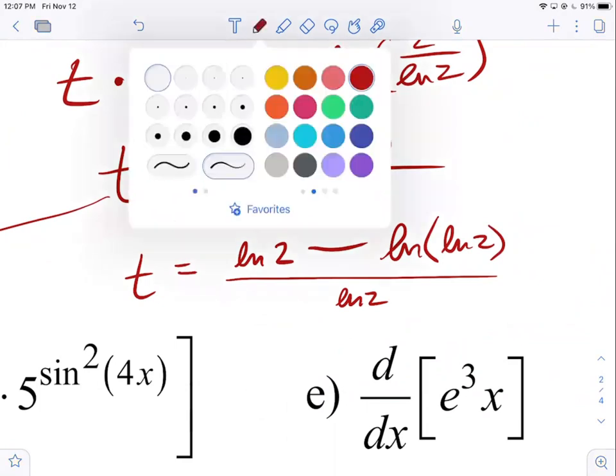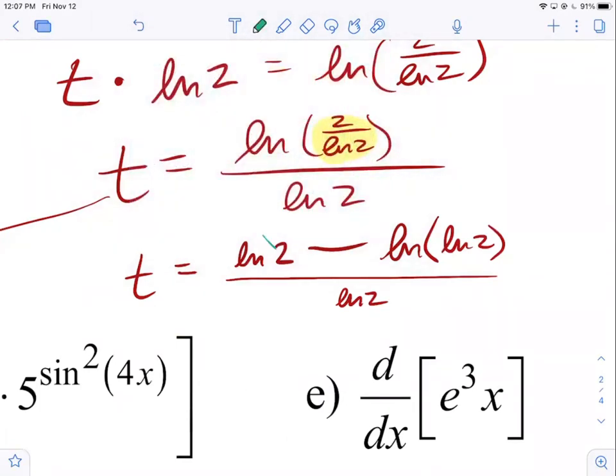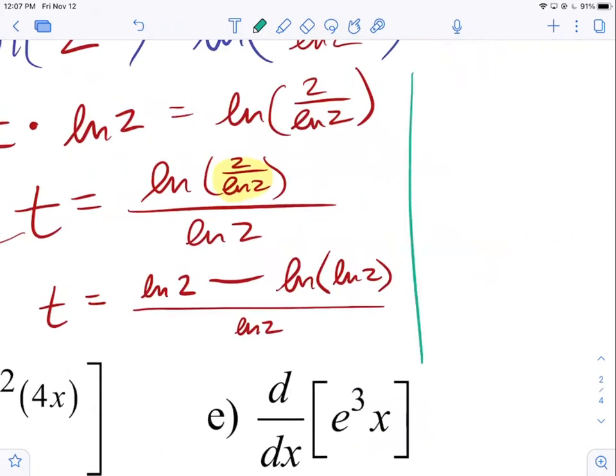Now, if you're a pre-cal student and you got this far, you might go, ooh. But you don't want to mess up here at the end. But notice you could split up the terms now, right? You can call it the natural log of 2 over the natural log of 2 minus the natural log of the natural log of 2 over the natural log of 2. And now you could go, ooh. And that does become 1, but you're left with this.